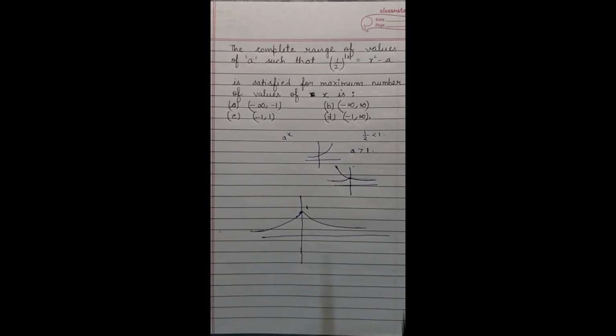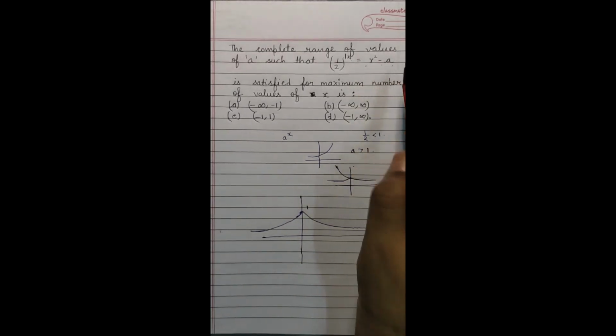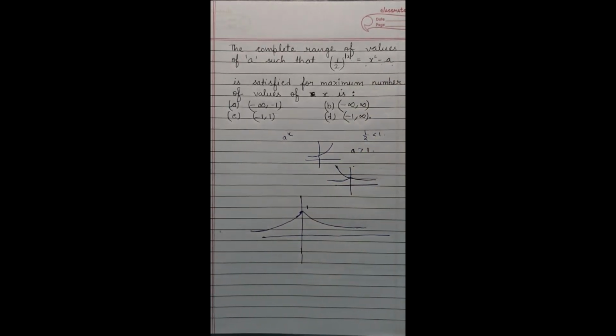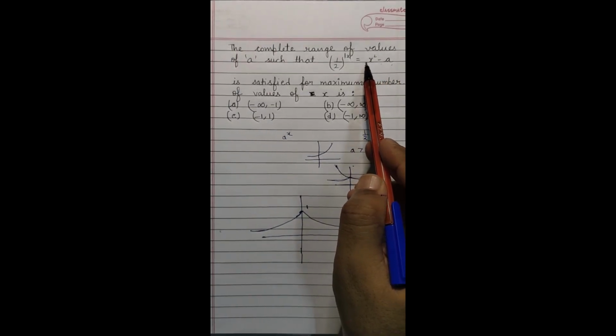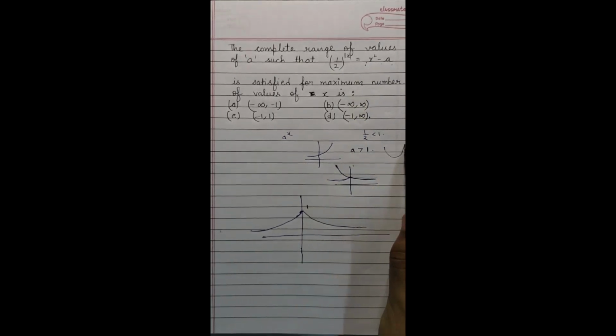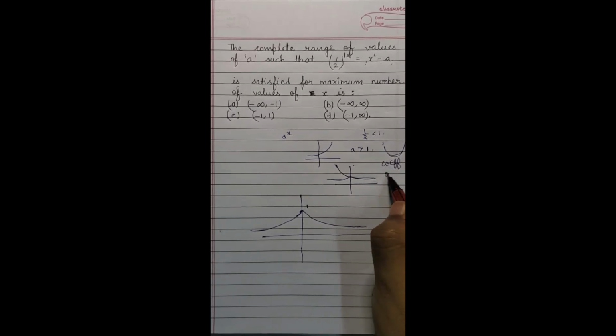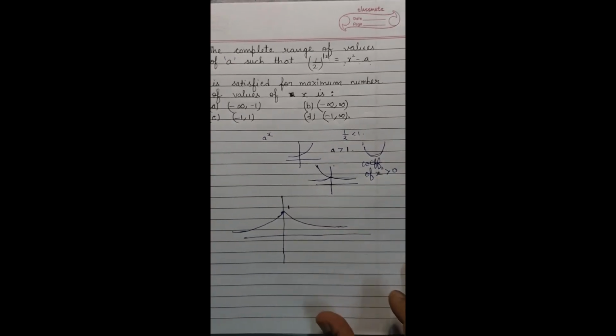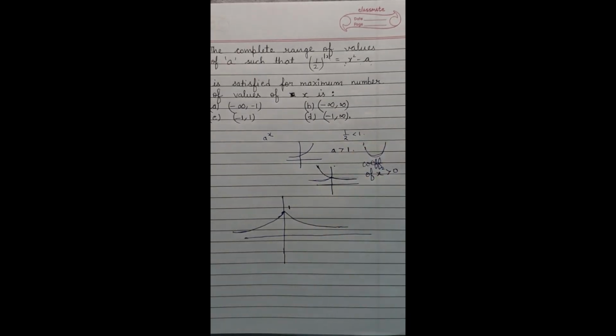Now the other graph I have to draw is x square minus a. I know x square minus a is a parabolic graph. The coefficient of x square is 1, that is positive, so this will be an upward facing parabola like this. This is because the coefficient of x square is positive. For a positive coefficient of x square, we always have an upward parabola.